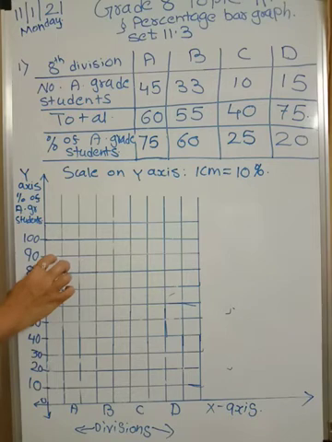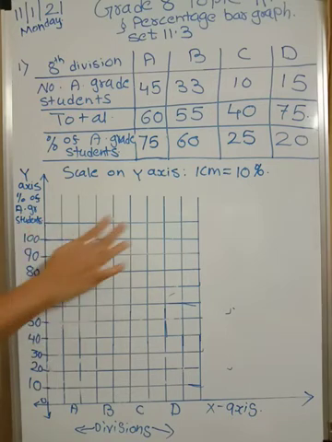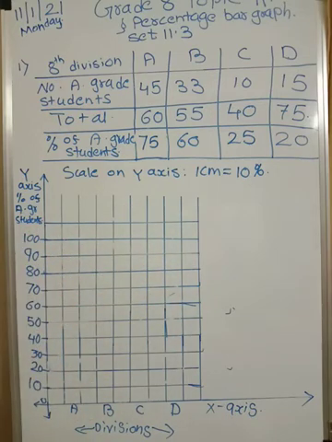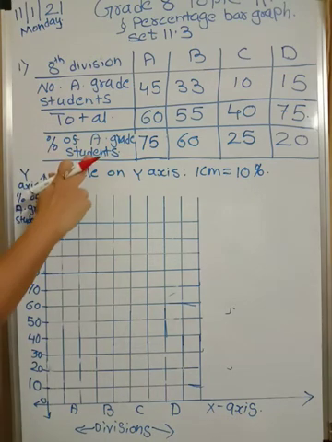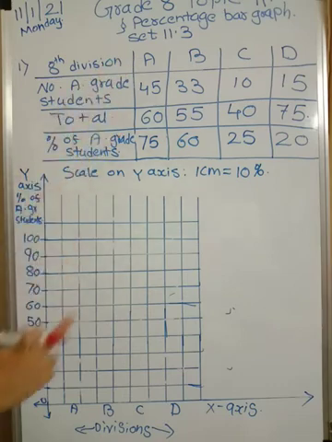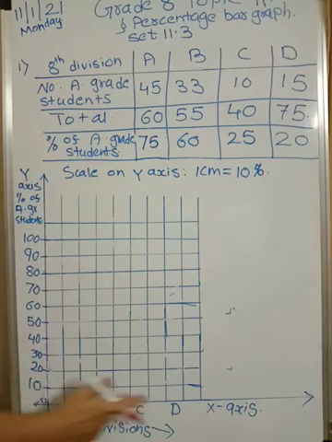You can count and see. Those I have not drawn over here. So this is somewhat similar to your graph paper I have tried to draw. Now see, after finding out percentage of A grade students, first let us see. This is y-axis and this is x-axis.